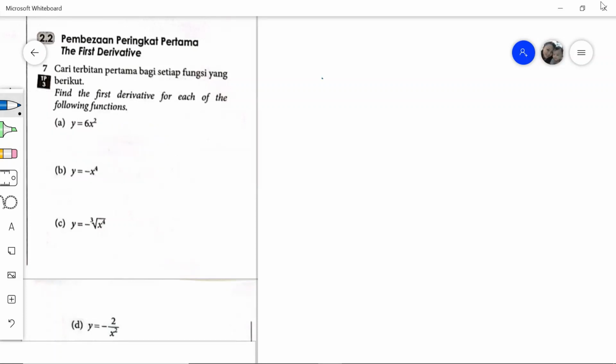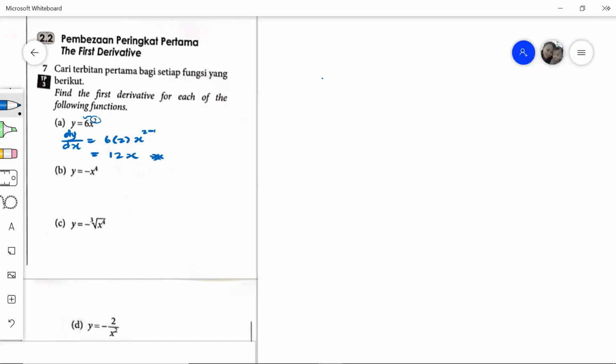So the first one, when y equals 6x squared, dy by dx, we just need to bring down the power and put it to the front. So 6 times 2, x to the power of 2, we have to reduce the power by 1. So we have 12x to the power of 1.